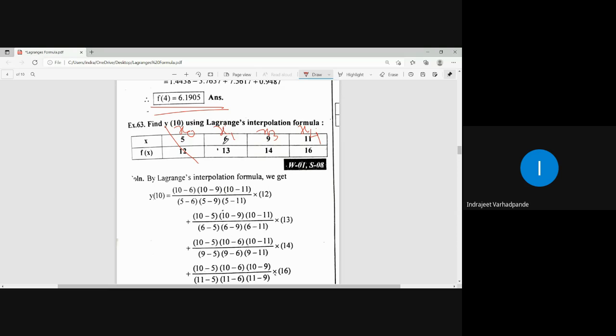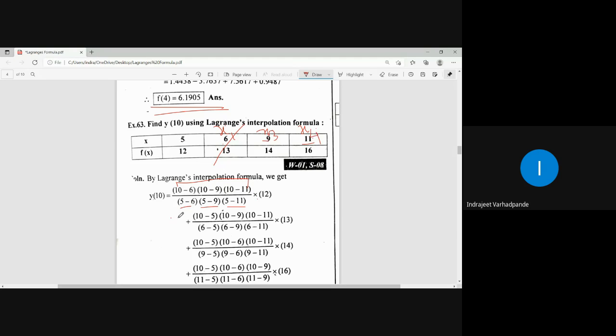That is 10 minus 6, 10 minus 9, 10 minus 11. See the numerator. And as it is written for 5, it will be 5 minus 6, 5 minus 9, 5 minus 11 multiplied by functional value 12. Now I will be suppressing it or writing down the formula for x1. So it will be x minus x0, x minus x3, x minus x4.